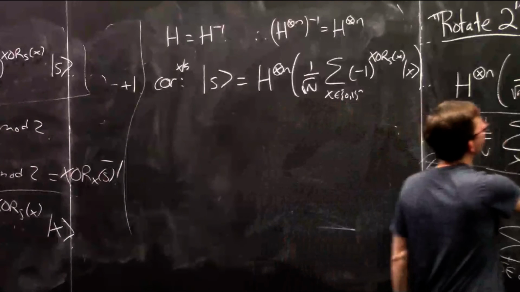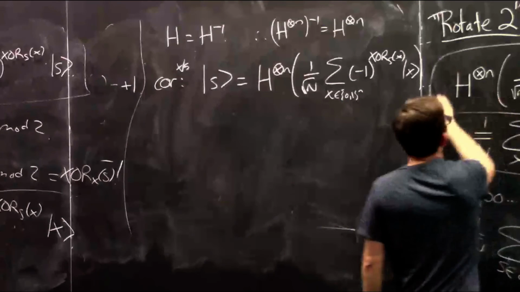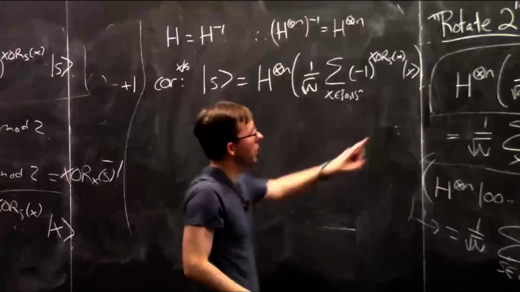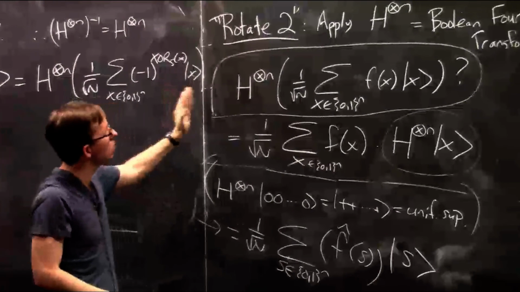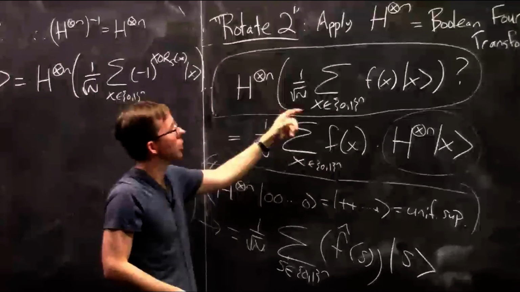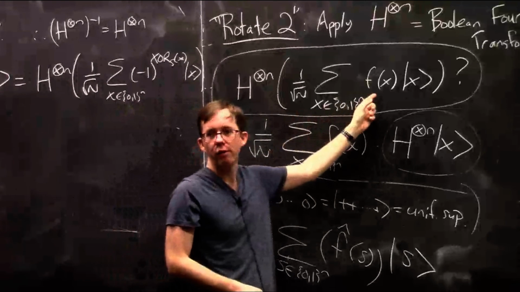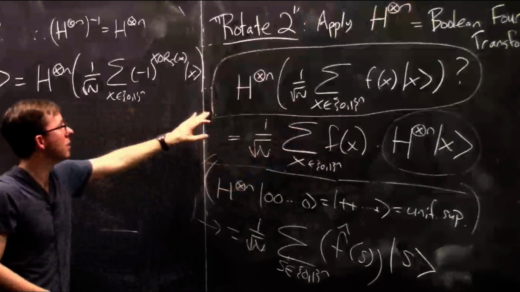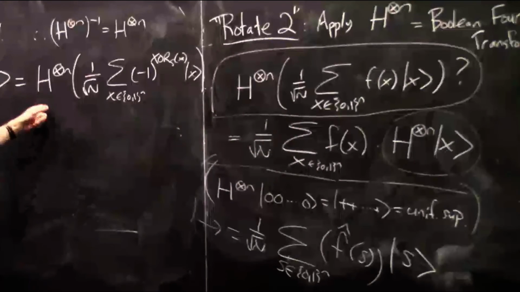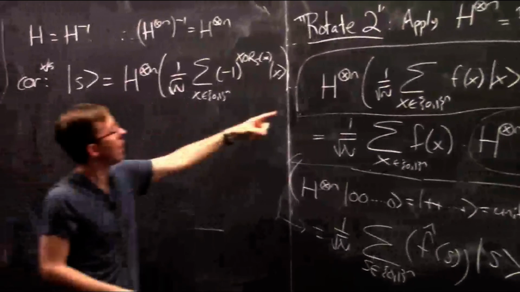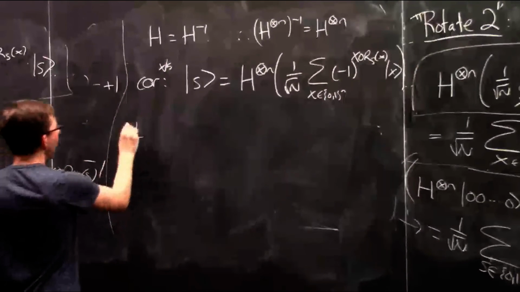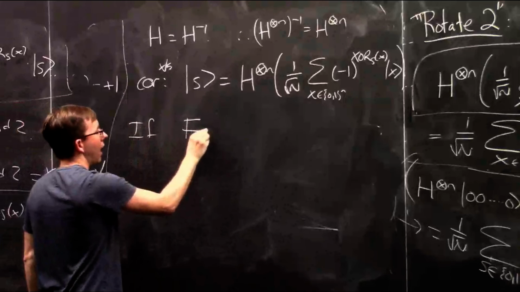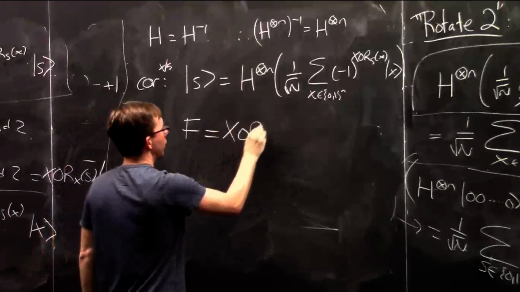Now look here. Remember what this was? This is what we get after we do rotate, compute, rotate for a general Boolean function f. This was the final state. And that's showing up here if f were the XOR_s function.